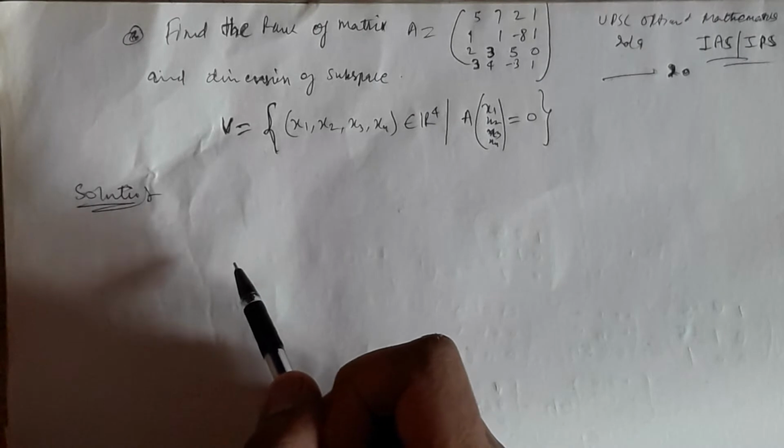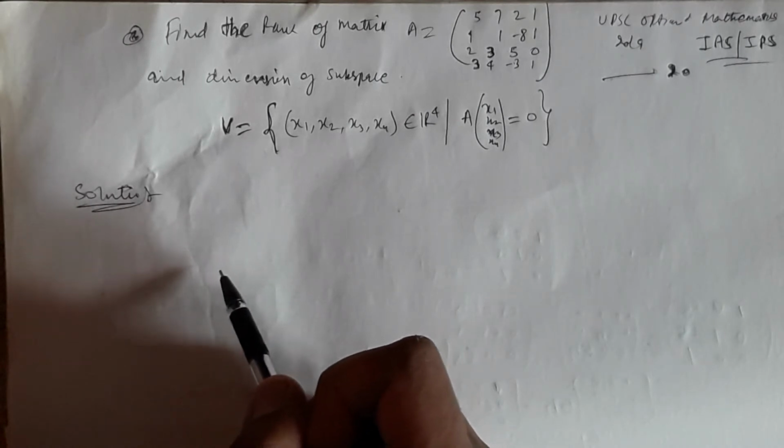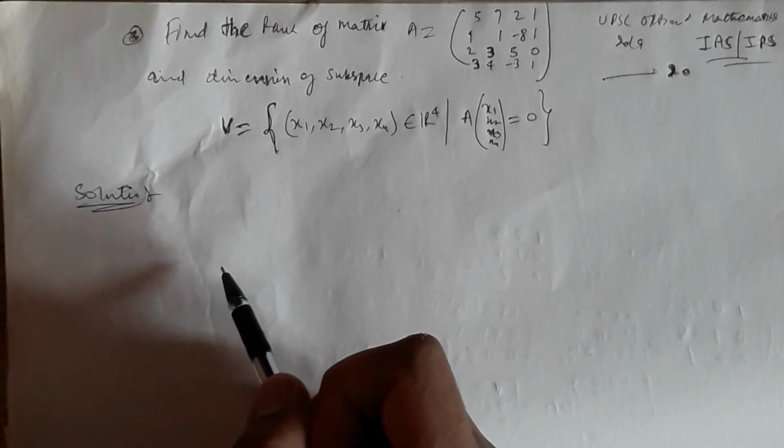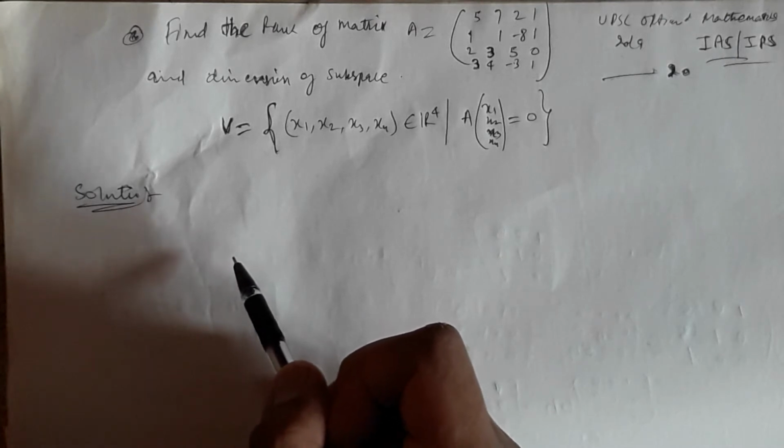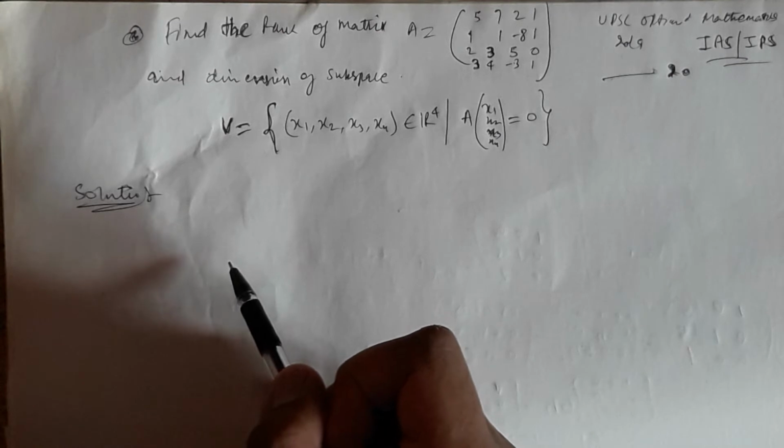Solution of this question. It says to find the rank of the matrix. We know that whenever the order of the matrix is less than or equal to 3, we find the rank with the help of determinants. Whenever the order of the matrix is greater than or equal to 4, we apply the reduced row echelon form.